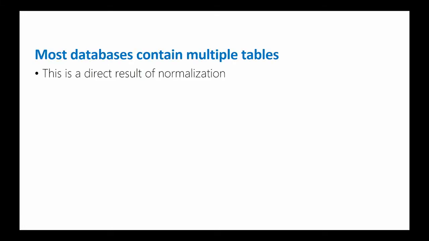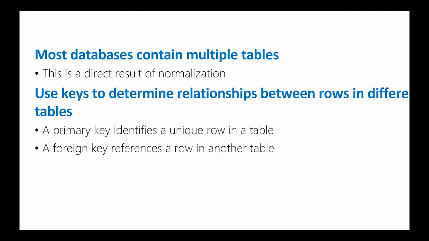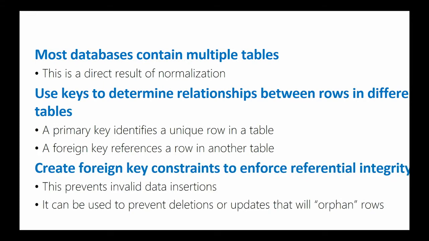So let's look at the key points we've covered there then. I think we saw the example of normalization at the beginning; most databases will have multiple tables as a direct result of that. And we use keys to determine the relationships between those tables. So a primary key uniquely identifies a row in an individual table, and you might use a foreign key that relates to the primary key in another table. So we can make that relationship between the two. And we can use foreign key constraints to enforce those rows, to prevent invalid data insertions. And we prevent deletions as well as updates.